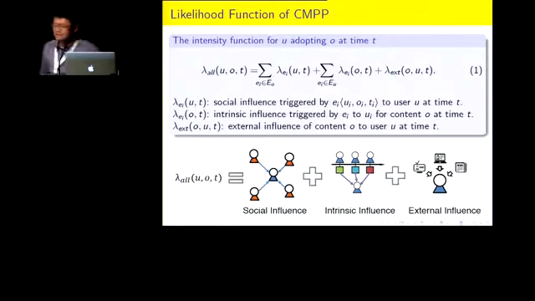We can say that lambda_{U,O}(t) is the sum of the 3 components. The first part is the social influence generated by the users whom user U follows and who adopted the content O before time t. The second part is the intrinsic influence, which is generated by all the historical events of the user U. And the third part is the external influence of the content O.